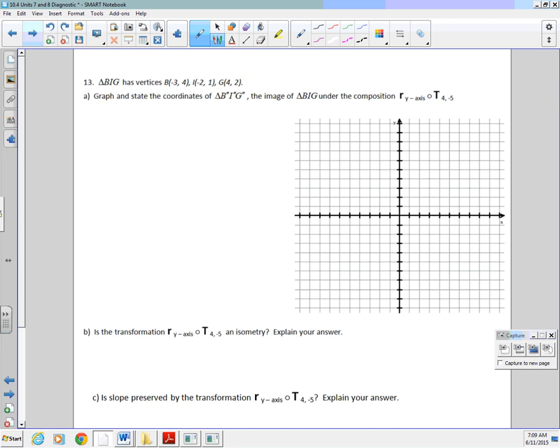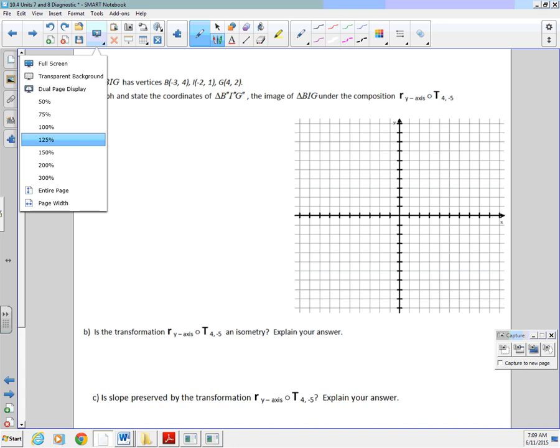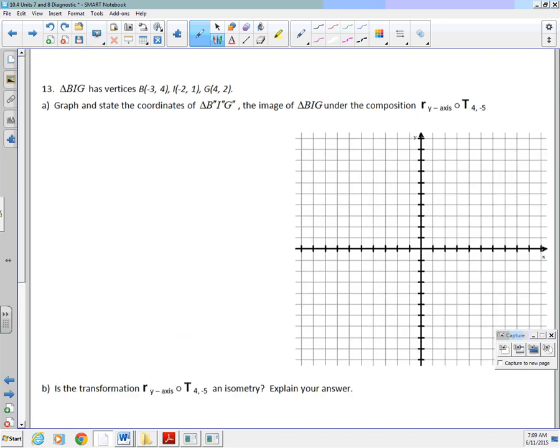Okay, number 13, easy question. You just have to remember how to really do it. We have triangle BIG with those vertices. I want to graph triangle B double prime, I double prime, G double prime, the image of triangle BIG under the composition of transformations. So B is negative 3, 4. Again, composition, the biggest thing to remember, you have to go backwards. It's read like Hebrew if you want to remember it that way. It's like a lunch line if you want to remember it that way. That's just how the notation is written.